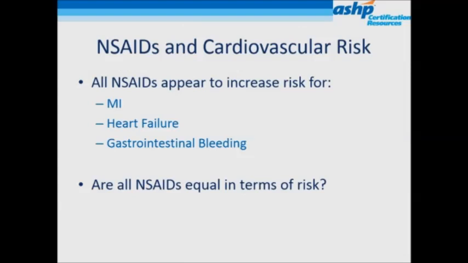And so all NSAIDs appear to increase the risk of MI in patients. They appear to increase the risk of heart failure in patients. And also, not surprisingly, they appear to increase the risk of GI bleeding. But are all NSAIDs equal in terms of their risk? This is where there's been a lot of fairly recent data that has been published trying to see, are these all equal opportunity offenders, or are there some that are worse than others? Does dose matter in some way, or is it just exposure to the agent one way or another?